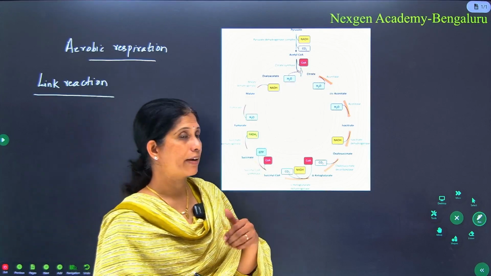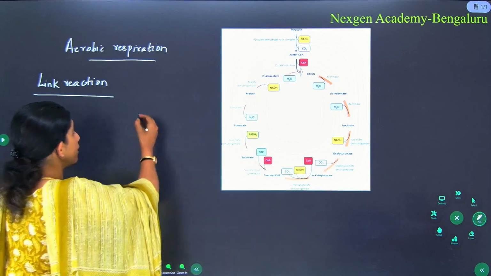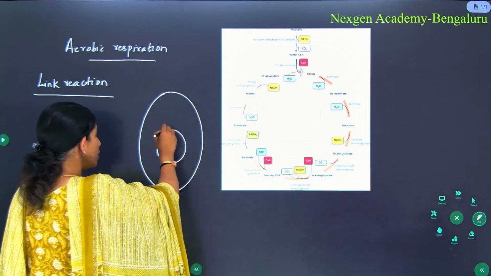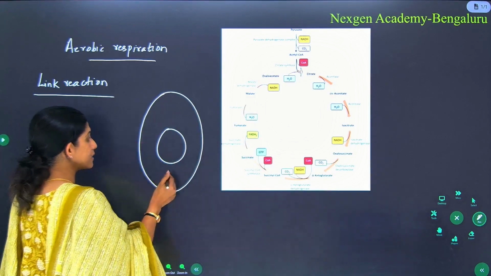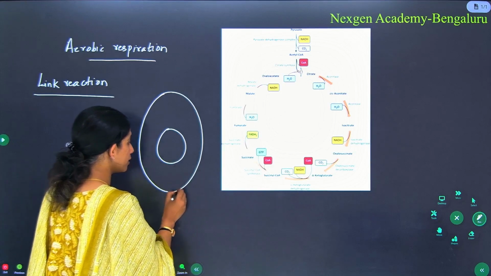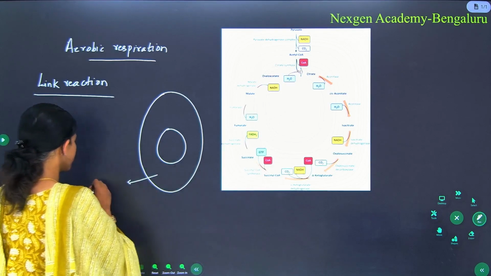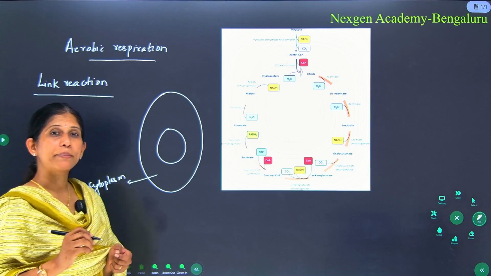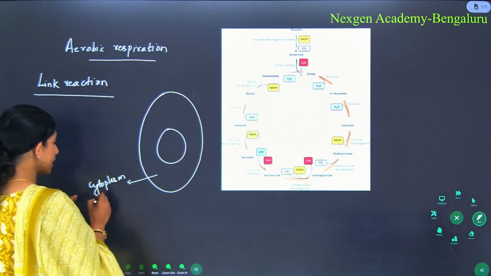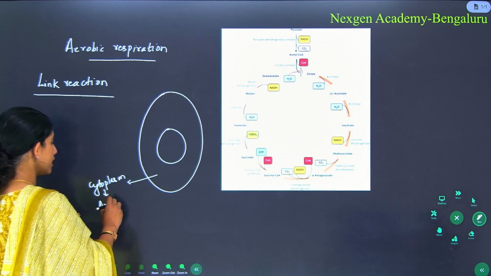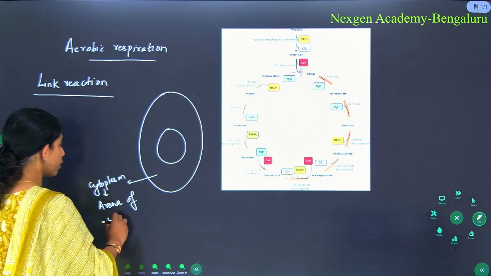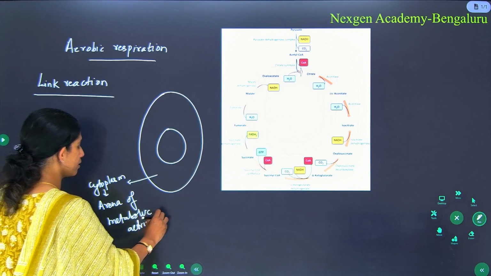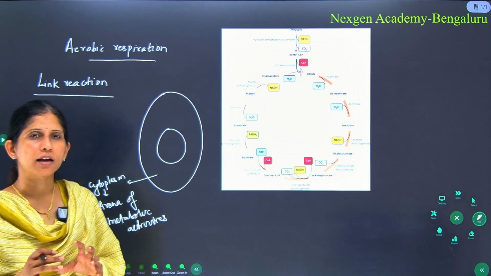If I take an example of a eukaryotic cell, say an animal cell, the initial process occurred in the cytoplasm, right? So what happened in the cytoplasm? We say that the cytoplasm is also known as the arena of metabolic activities. Always remember this term, right? A lot of activities occur in the cytoplasm.